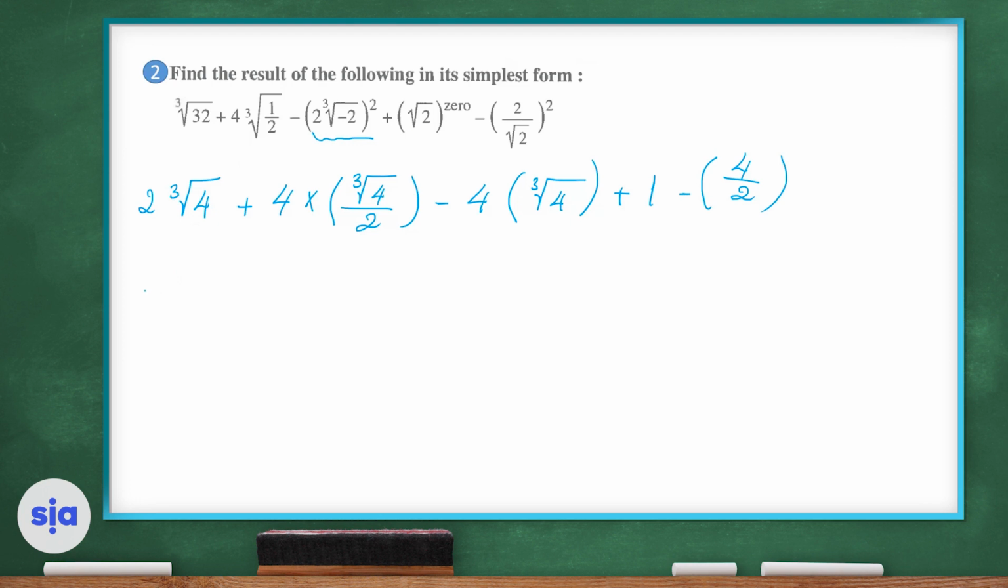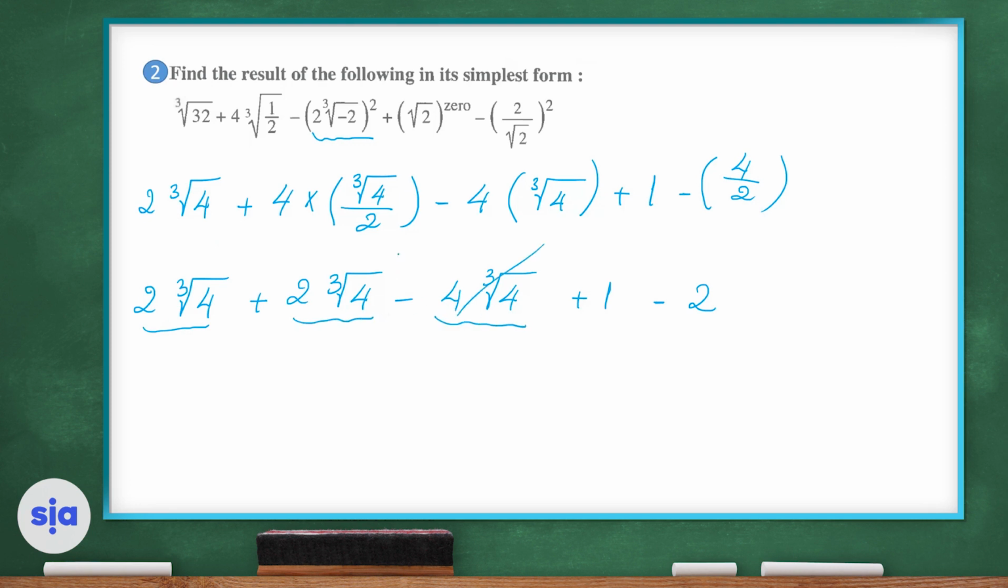Let's simplify what we have here. It's 2 cubic root of 4 plus 2 cubic root of 4 minus 4 cubic root of 4 plus 1 minus 2. 2 plus 2, it's 4, minus 4 is 0. So these 3 terms are crossed out together. What's left for us is 1 minus 2, so the final answer is negative 1.